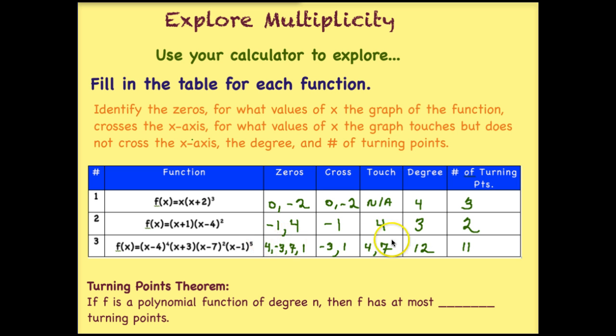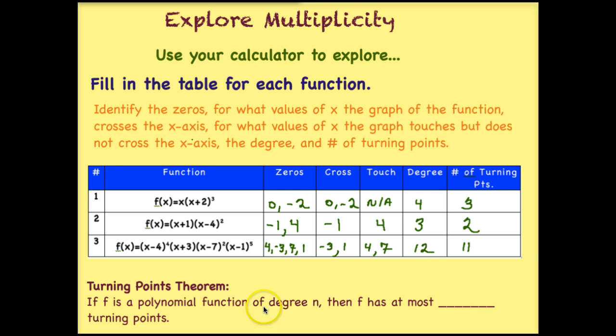Now, we understand the degree. We just count the x's. We talked about that. But let's compare it to the number of turning points, because this will be our turning points theorem. Notice that whatever degree we have, so on this bottom one, we have a degree of 5, 6, 7, 8, 9, 10, 11, 12. That's very high, and it was difficult for us to see and evaluate that graph on our small graph. But we know based on this pattern that our number of turning points is actually going to be 11.